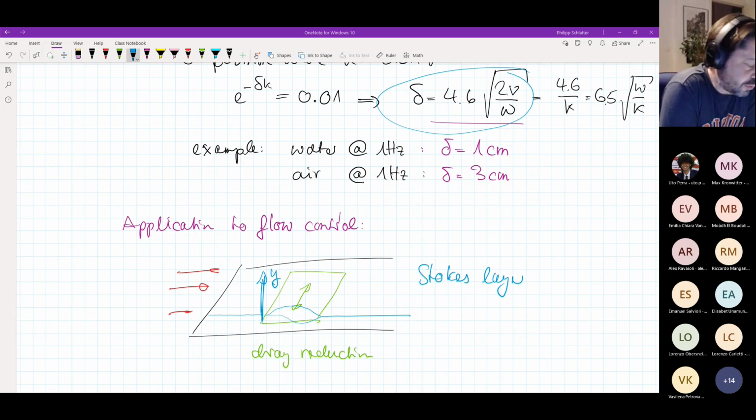Okay, if there are no more questions about the material for today, then I would like to stop for today, because we have now exactly reached the end of the first part, and then next time we start with the boundary layer theory.